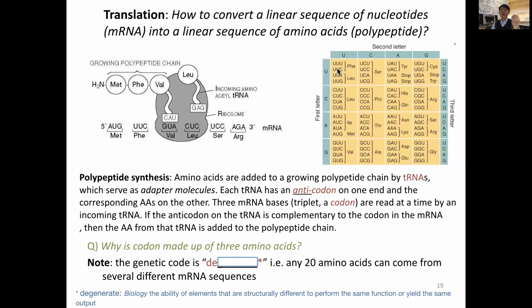And what is the final number of amino acids? It is 20. So the genetic code is actually not exactly one-to-one; any of the 20 amino acids can come from several different mRNA sequences. We call this nature degenerate, a term used in biology for the ability of elements that are structurally different to perform the same function or yield the same output.